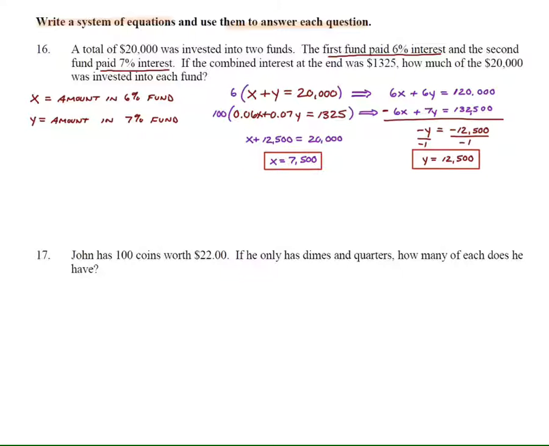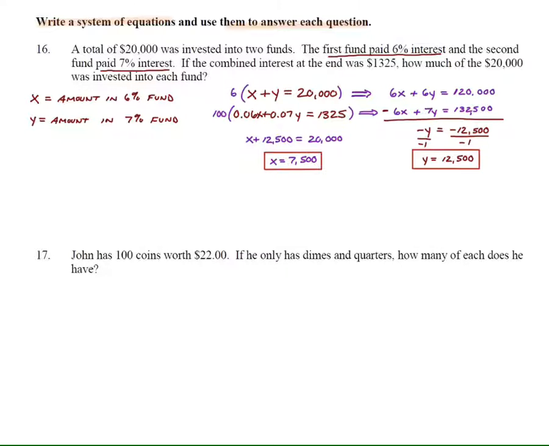So if you tell me what x and y are, you can write x equals, y equals, and I'll know that you have the right values for each variable. We're going to repeat that process for number 17, but now we're dealing with dimes and quarters. So John has 100 total coins, and the coins total up to $22.